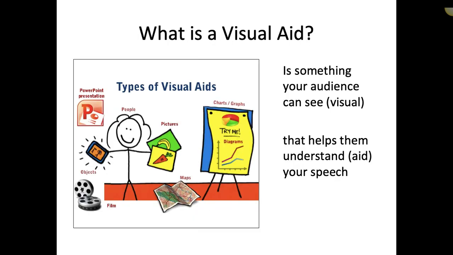Some students ask, what is a visual aid? Well, you can see here many examples. A visual aid is anything that the audience can look at while you are speaking that helps us understand what you are saying. So it could be a picture or a photo or a video or a map or charts and graphs. Anything that we can look at to help us understand what you are saying.